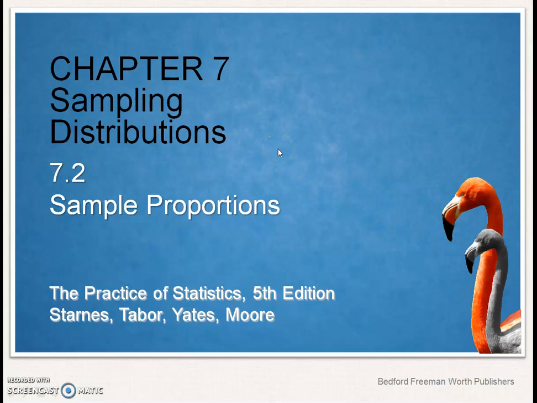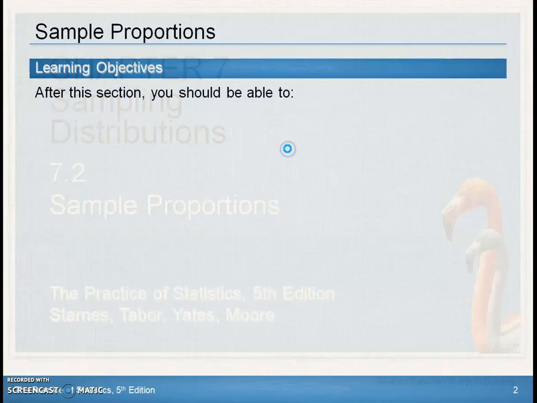Chapter 7 has 3 sections. 7.1 you should have already listened to or looked at. The next 2 sections, 7.2 and 7.3, look at specific sample proportions in 7.2, sample means in 7.3, and how we use that to do some calculations. So, 7.2, sample proportions. What are we going to do?